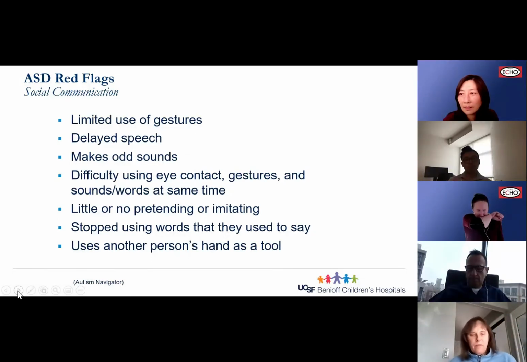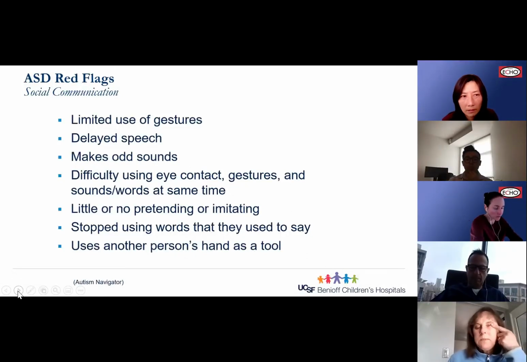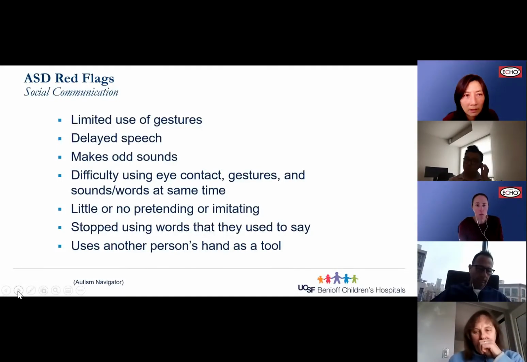Regression is another potential red flag. Did they have some words that they were using in a meaningful way, but now parents are reporting that they've stopped and no longer are using those forms of communication? And then another red flag could be using other ways to try to communicate because of, let's say, a speech delay, because of difficulties with using appropriate gestures, or they're not pointing. Are they finding other ways to express their needs, such as taking a parent's hand and leading them, let's say, to the fridge when they're feeling hungry? Okay, next slide.